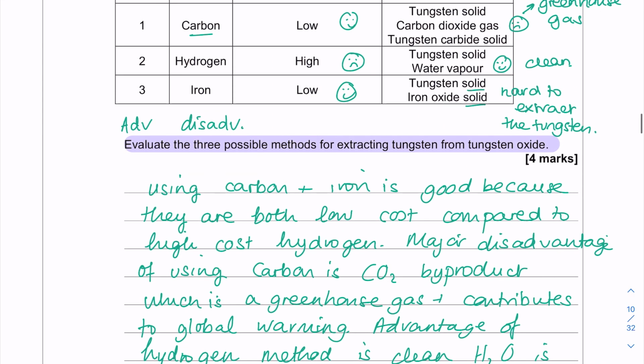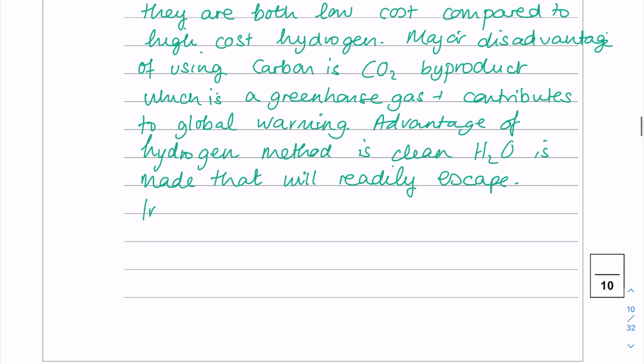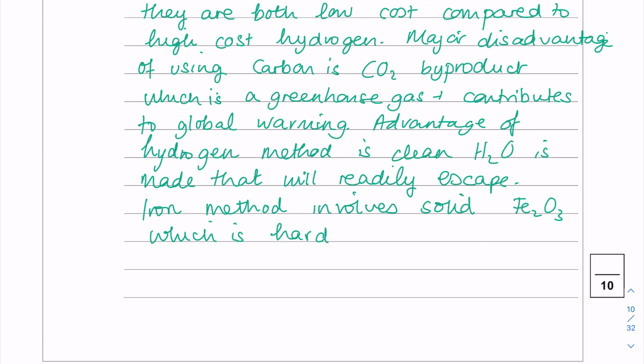And then that final method, method 3, involving iron, involves solid iron oxide being made, which is hard to separate from solid tungsten.